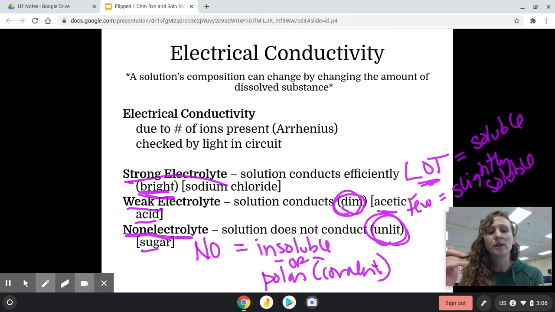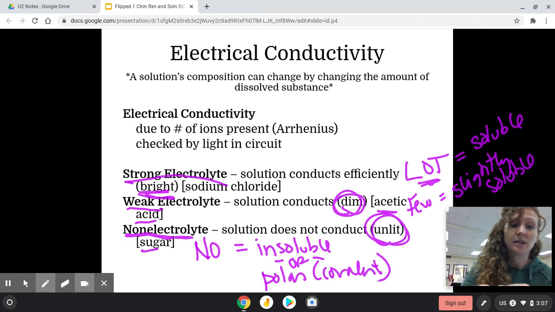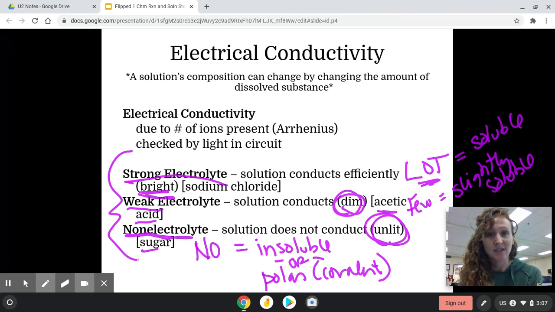Okay, so those are your categories. Now, we're going to get into acids and bases in a little bit here. So when we get into acids and bases, listen for what categories those acids and bases get put into in the strong, weak, non-electrolyte. So this is a test you can do on your solution to see what is in my solution.